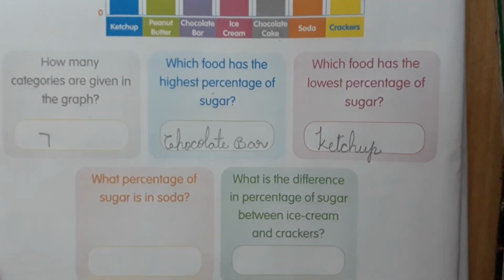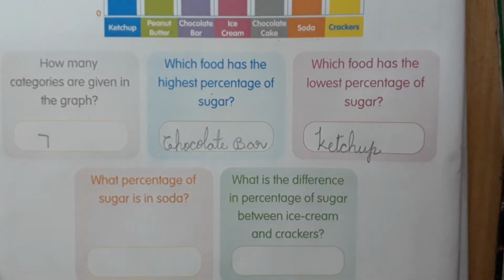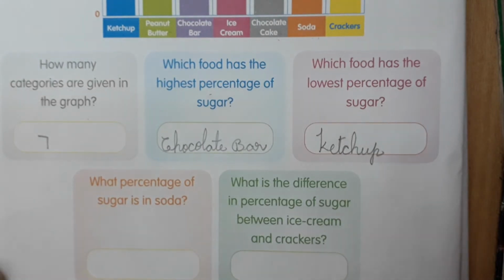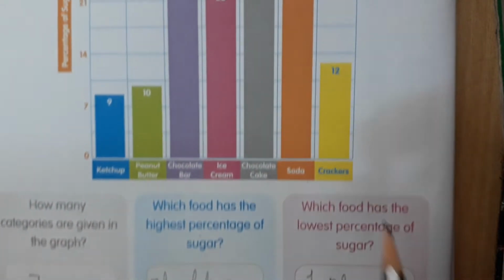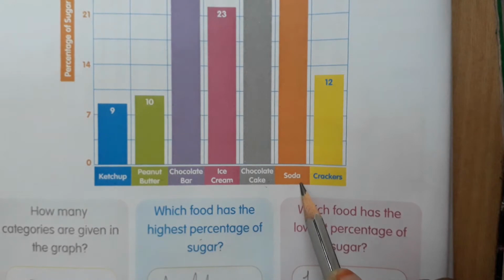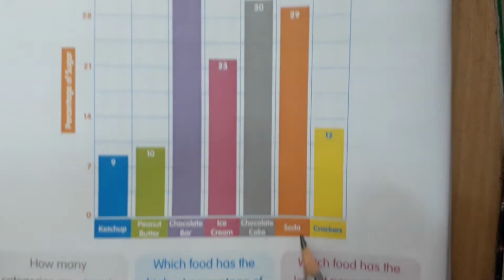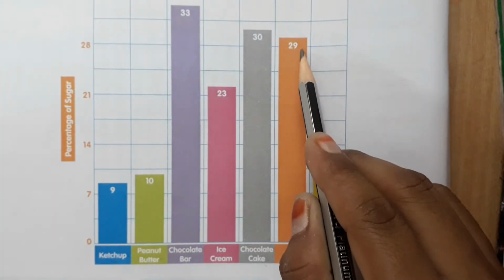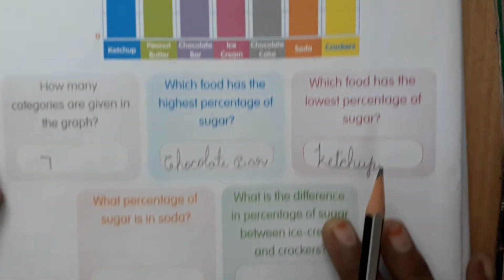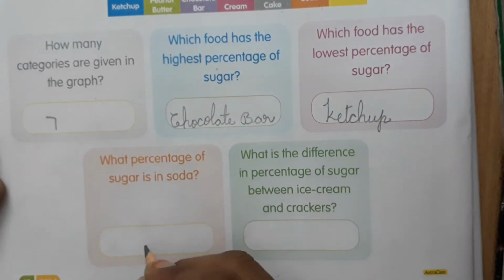Next question. What percentage of sugar is in soda? In soda. The item soda has how much percentage of sugar? 29%. So write 29.